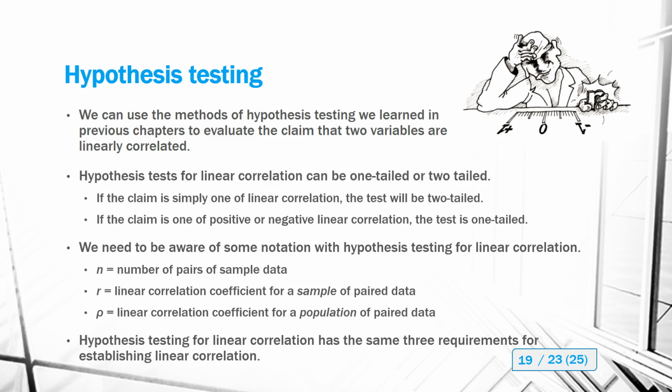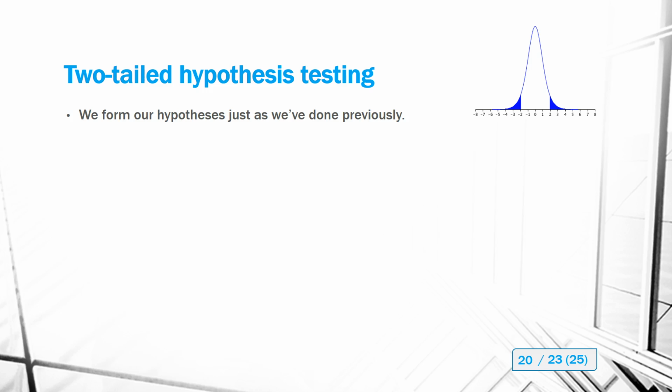Hypothesis testing for linear correlation. We've got the same three requirements that we just went over previously for establishing linear correlation. Okay, so we need to make sure those requirements are met. Typically they are. Let's look first at two-tailed testing. So we form our hypothesis just as we've done previously. The null hypothesis is going to be that our population parameter, which in this case is the population linear correlation coefficient rho, equals 0. Okay, it's a statement of equality, just as we've seen before. The alternative hypothesis will then be rho is not equal to 0.